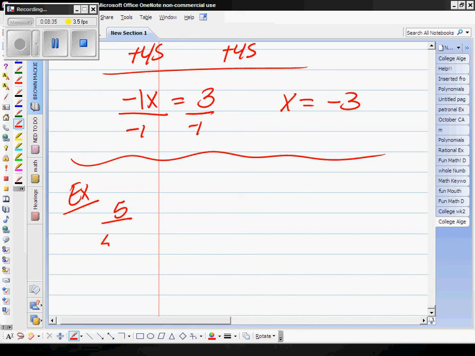We got 5 over x plus 5 equals 3 over x plus 1. For the bottom. Uh-huh.